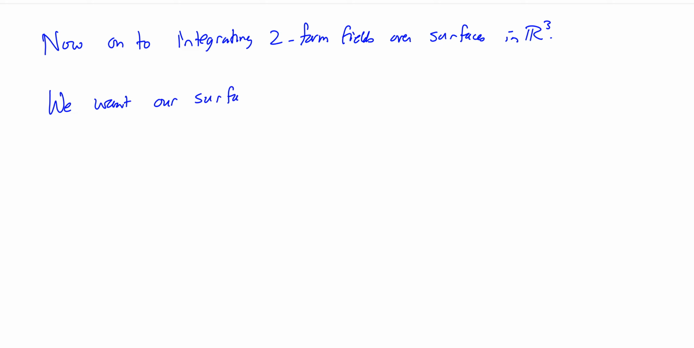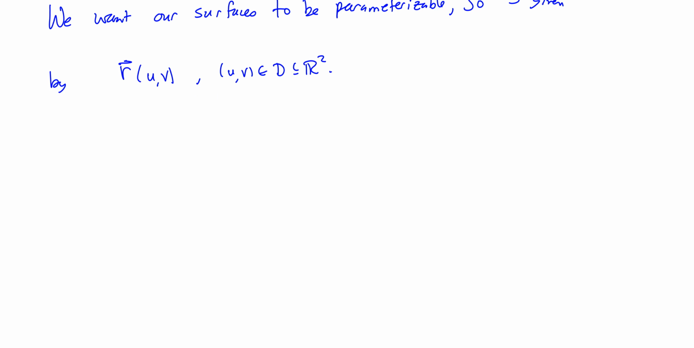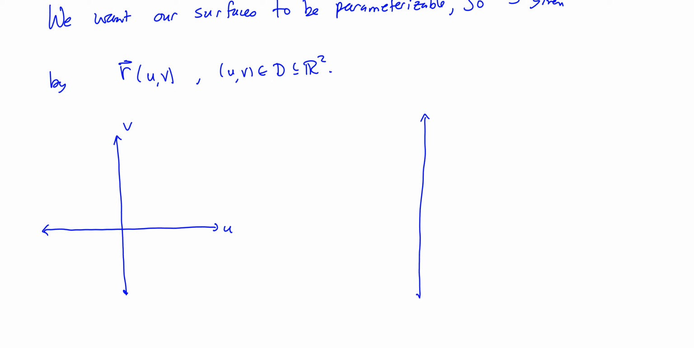just like we did with our vector field integrals, we want our surfaces to be parameterizable. So S given by, say, R of uv, so that u and v is in some region, say D, in R squared. So what this looked like for us in terms of pictures is we can think of working here in the uv plane, and then over here we're going to have our surface in 3 space.